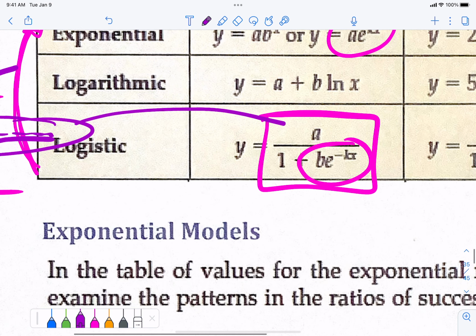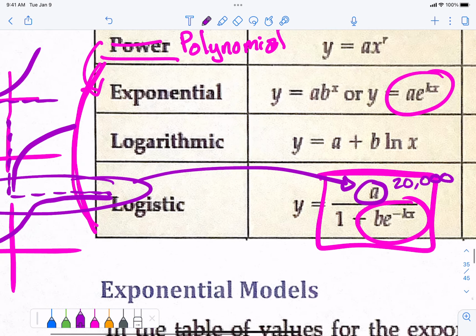That max capacity is represented by this top number. There was one where we had 20,000, and that was our max capacity for the number of fish that could be held in that pond, okay? That's what your horizontal asymptote will be every single time. And that's a logistic function.